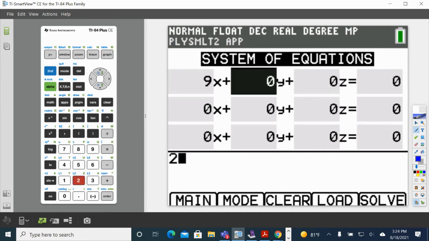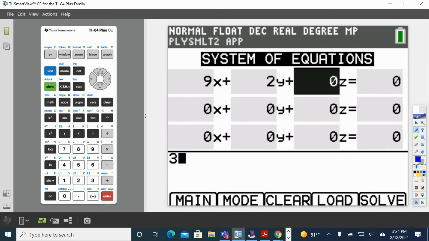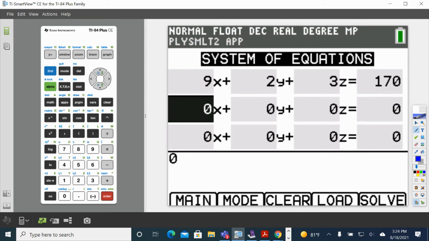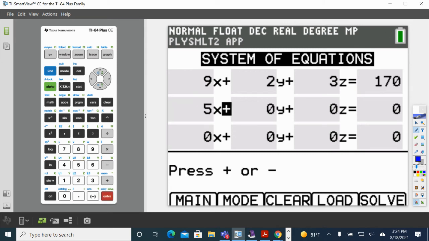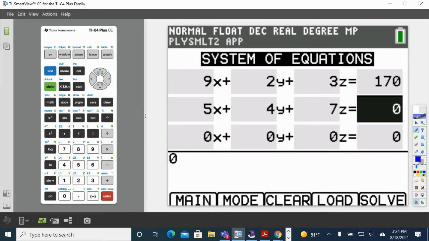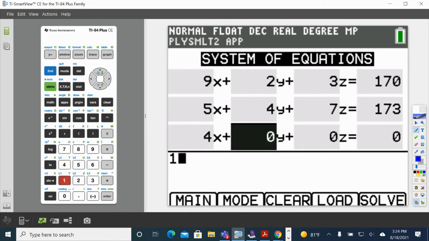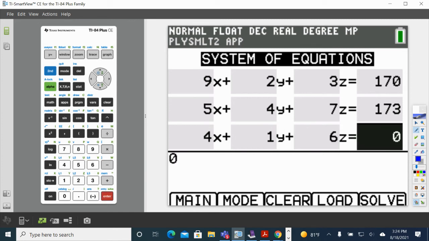9x plus 2y plus 3z equals 170. The next equation, 5g or x plus 4s or y plus 7 equals 173. Last equation, 4 plus 1 plus 6 equals $116.50. Now solve.